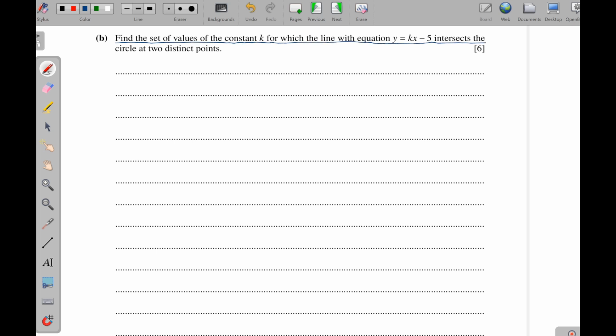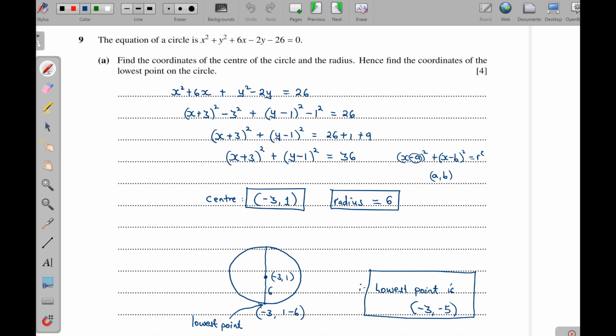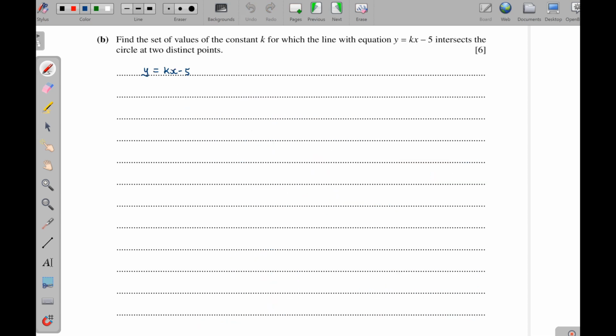intersects the circle at two distinct points. Now we have y, which is equal to kx minus 5, and we also have the circle equation. I can use either this one here or this one here, whichever I want. So maybe let me use this one here, x plus 3 squared, then plus y minus 1 squared, which is equal to 36.